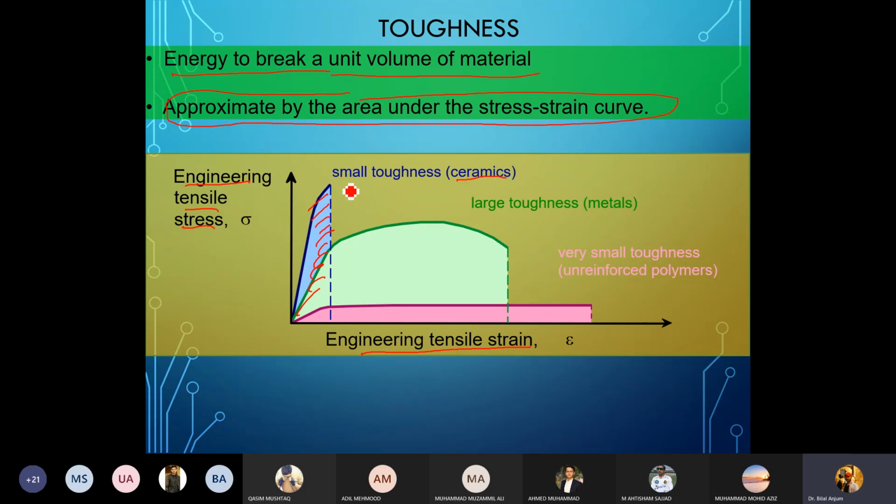Ceramics, as you know, they are brittle. They would have smaller toughness. Metals, which have high plastic deformation, they would essentially have larger area under the curve. And those unreinforced polymers, although they have much plastic deformation, since the maximum stress is not that much, their toughness is not that much.